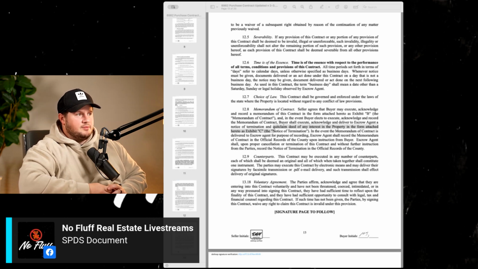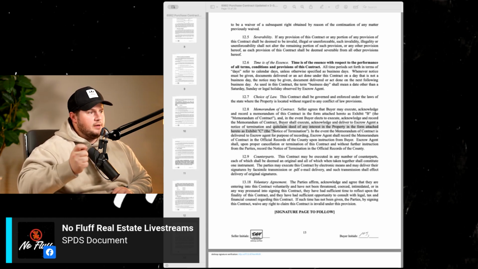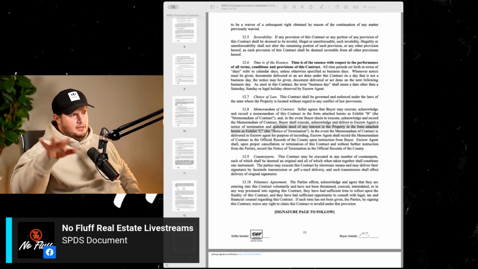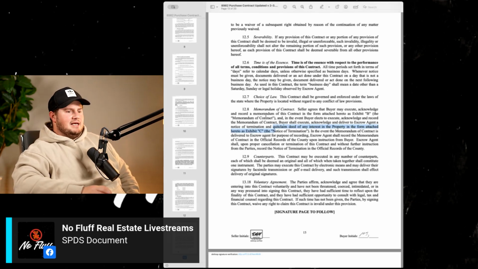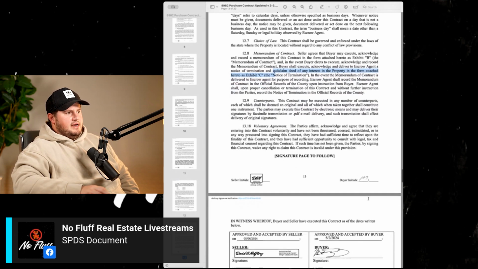So you file this to protect yourself because you never know what's going to happen. And in the event that you do release a memorandum, then it gives the provisions here. Say, okay, we have to sign a notice of termination of your memorandum, and you give that to the title company and all that good stuff. Okay. So that's that section in the contract. Counterparts: this contract may be executed in different pieces, so it's all together. I mean, we're talking about a 20-page contract here, guys.